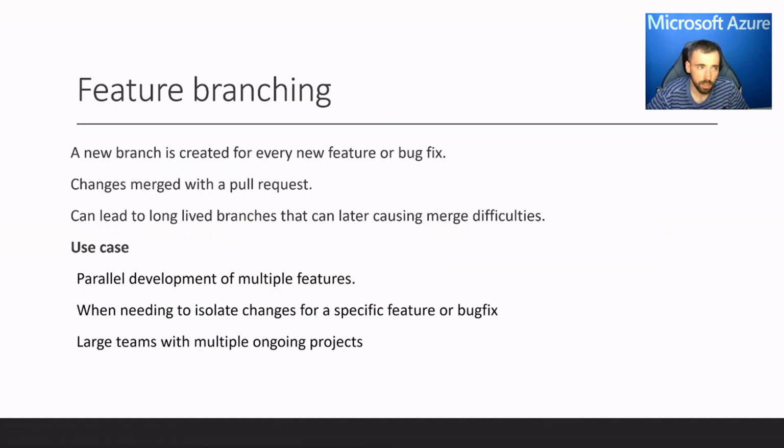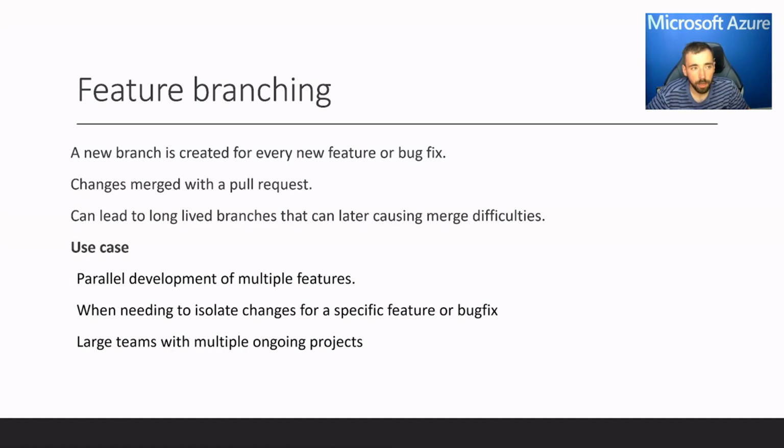The next branching strategy is feature branching. With feature branching, we create a new branch for every feature or bug fix. Changes are merged into the main branch when we're ready and we're finished with our code changes. And they're merged using a pull request into the main branch.